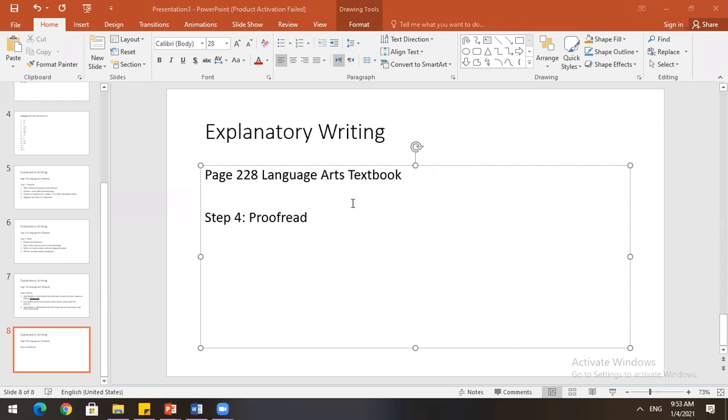Page 228. Yes, strategies for proofreading. After you have revised your explanatory writing, you will need to proofread it to find and correct any errors in mechanics, grammar and usage, and spelling.